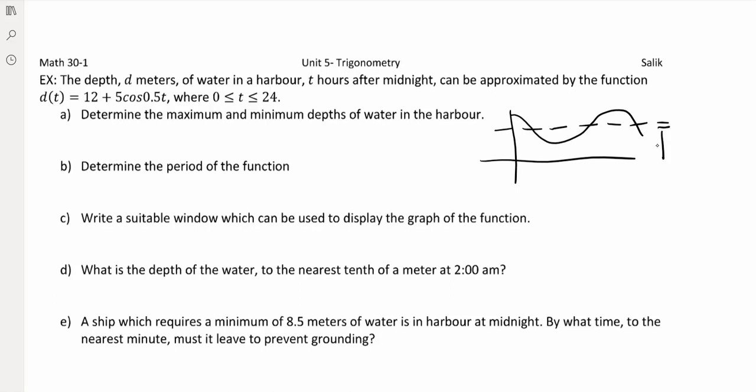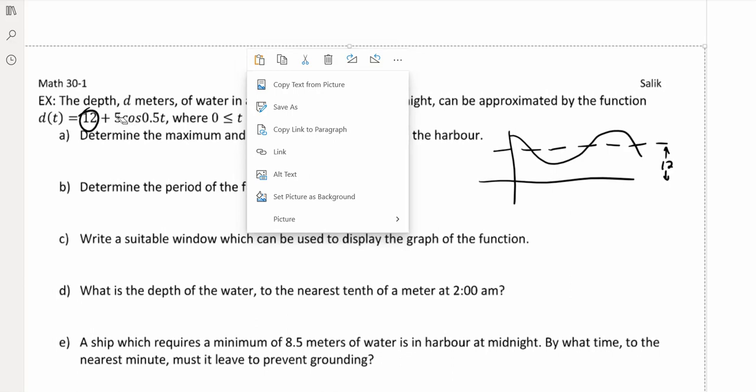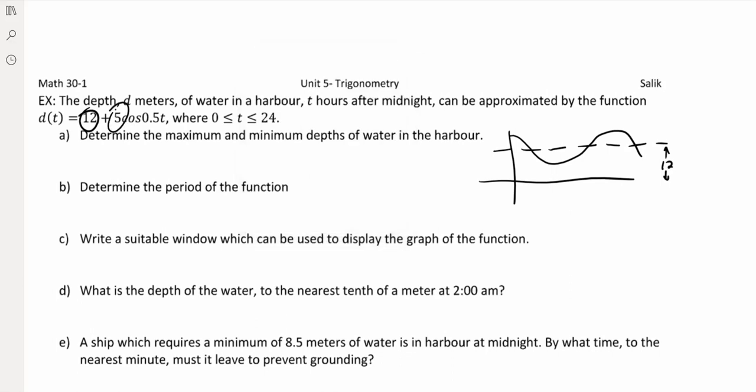So this was 12 from the bottom to the top, right? We know that because that's that midline value there, or D value. And then we can also see from the graph that our amplitude is 5. So it'd be really just this 12 plus 5. So I know that the maximum value here is going to be at 17. Right? So just 12 plus 5 is 17.